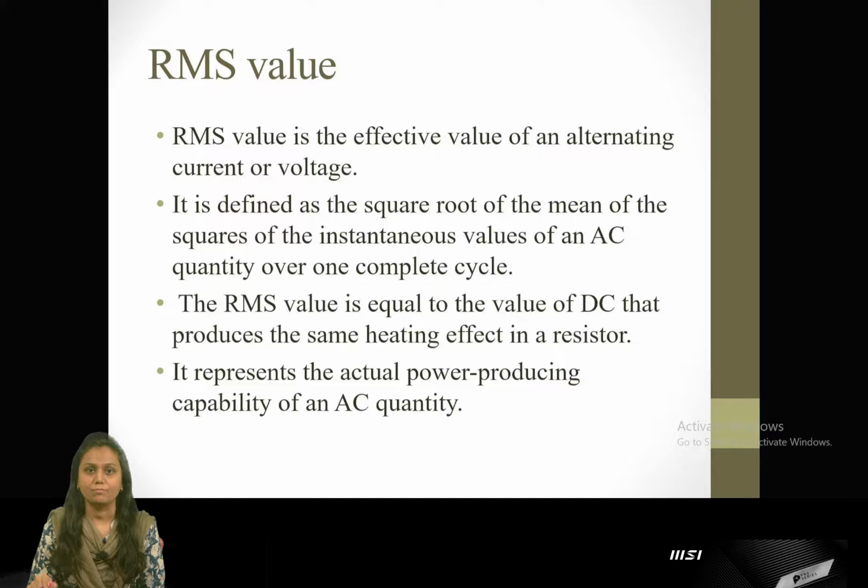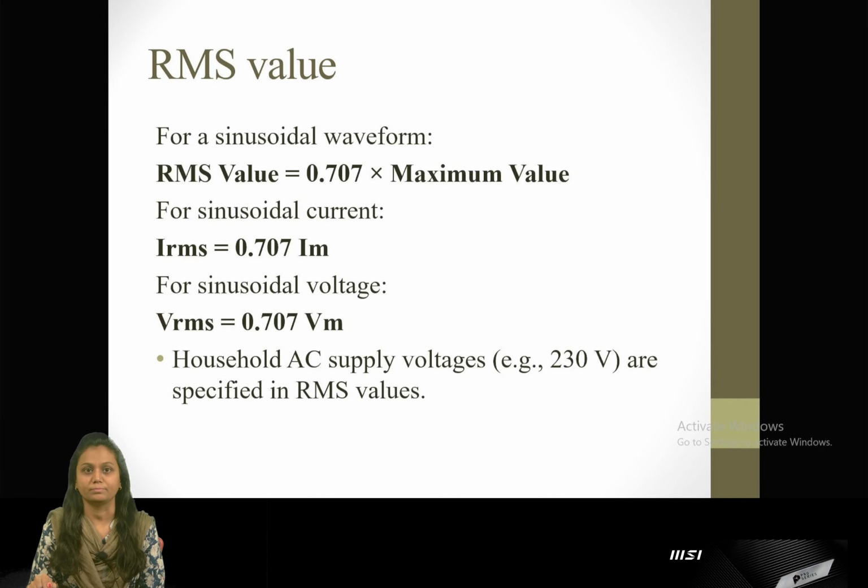RMS value is the effective value of an alternating current or voltage. It is defined as the square root of the mean of squares of instantaneous values of an AC quantity over one complete cycle. RMS value is equal to the value of DC that produces the same heating effect in a resistor. It represents the actual power producing capability of an AC quantity.